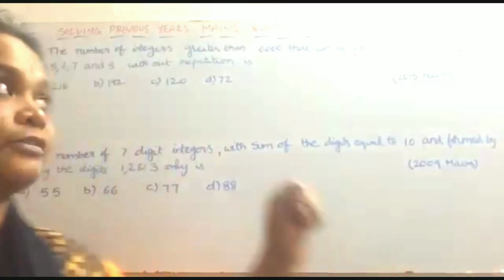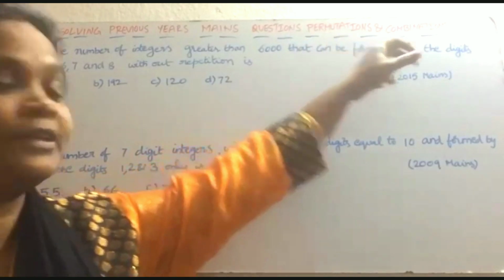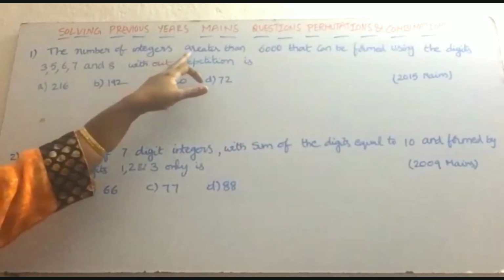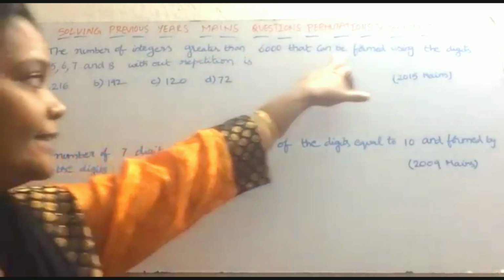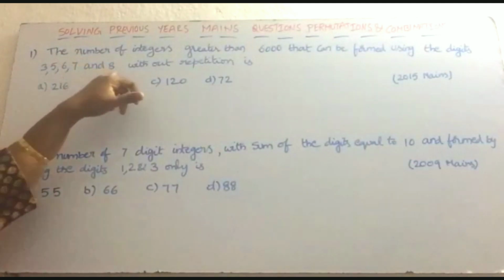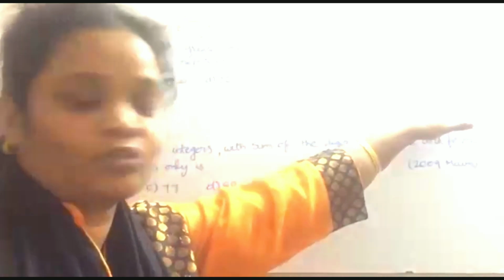Students, today we will discuss previous-year problems in permutations and combinations. The first one: the number of integers greater than 6000 that can be formed using the digits 3, 5, 6, 7 and 8 without repetition. This is a 2005 Mains question.